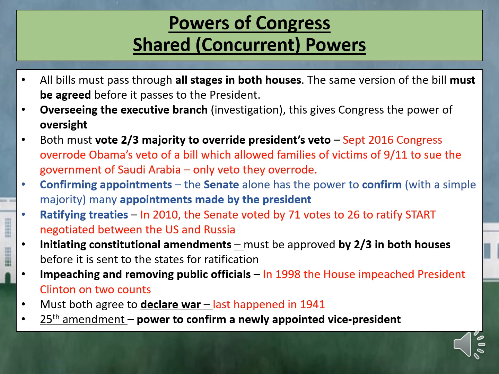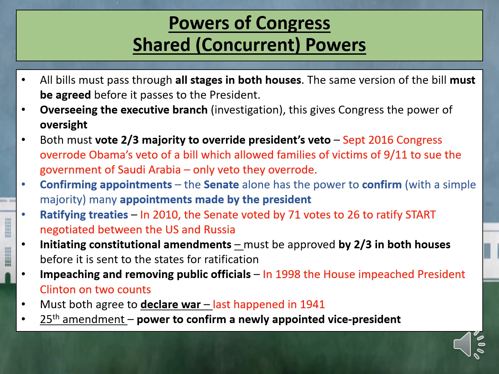The Senate has the sole power to ratify, by a 2/3 majority, all treaties negotiated by the President. This means that the President needs to keep the Senate fully informed throughout treaty negotiations to avoid concluding treaties that the Senate is unlikely to ratify. In December 2010, the Senate voted by 71 votes to 26 to ratify the Strategic Arms Reductions Treaty negotiated by Obama with his Russian counterpart Dmitry Medvedev.